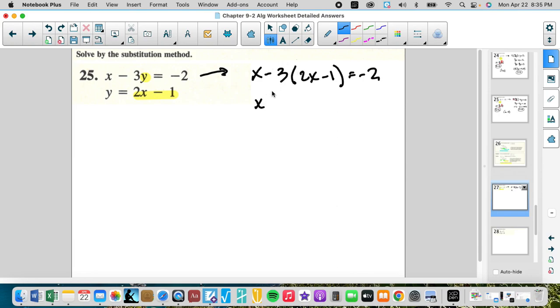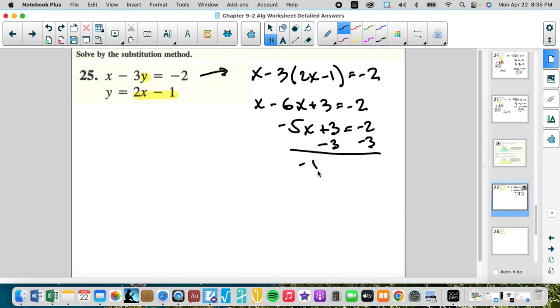Let's distribute the 3. That's negative 6x plus 3. So this isn't even the type of problem. I did this right. Yes. Plugged it in for y. All right. So apparently it's not going to be the first one. That's negative 5x plus 3 equals negative 2, minus 3 minus 3. Negative 5x equals negative 5.